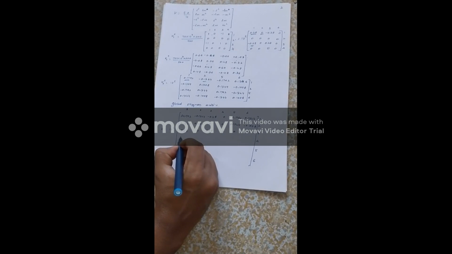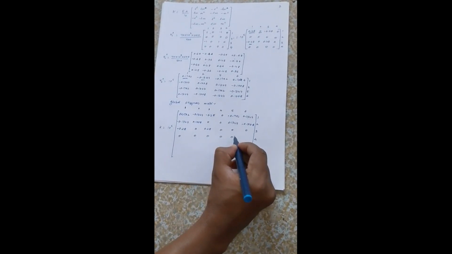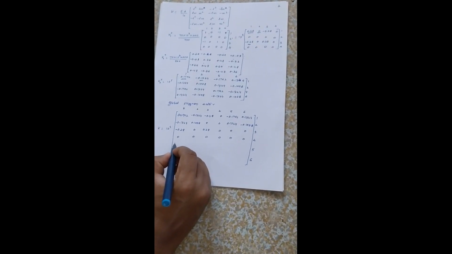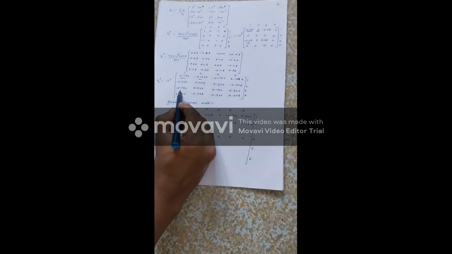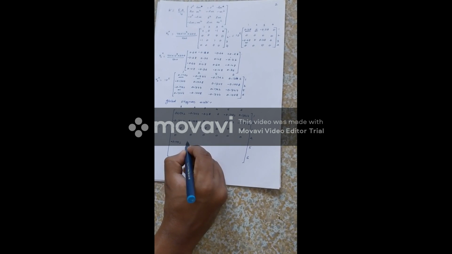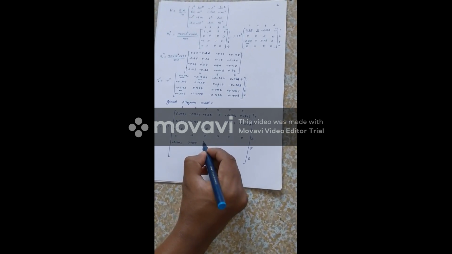And 1 cross 4 is 0. 2 cross 4 is 0. 3 cross 4 is 0. 4 cross 4, 5 cross 4, and 6 cross 4 are 0. So 1 cross 5 will have 0.1792. 2 cross 5 is 0.1344. 3 cross 5 is 0.